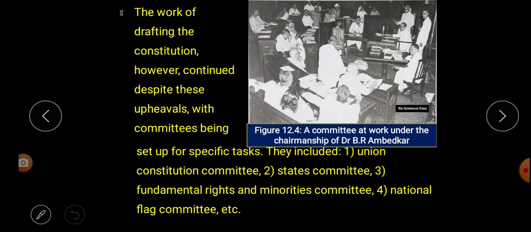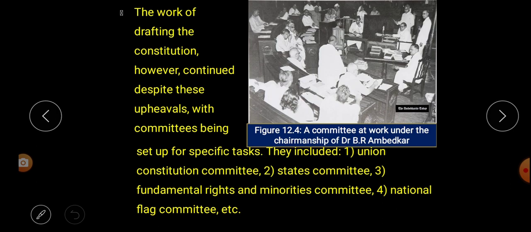Number one, Union Constitution Committee. Second, State Committee. Third, Fundamental Rights and Minority Committee. Fourth, National Flag Committee, etc. So these committees were set up and given special tasks.